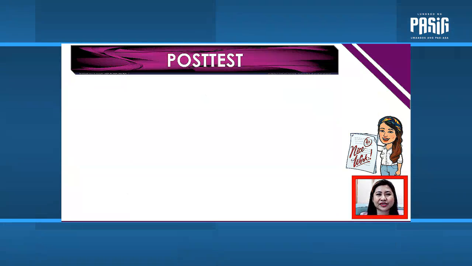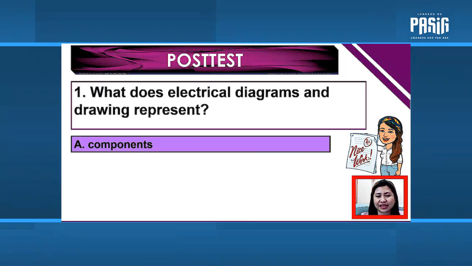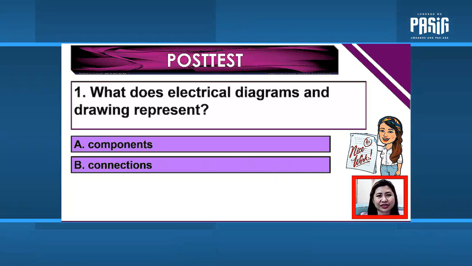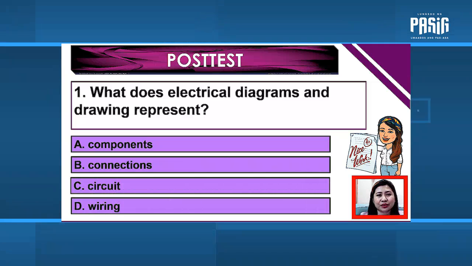To test your understanding of our lesson, let's answer the post-test. Choose the best correct answer. Number 1. What does electrical diagrams and drawings represent? A. Components. B. Connections. C. Circuit. Or D. Wiring.